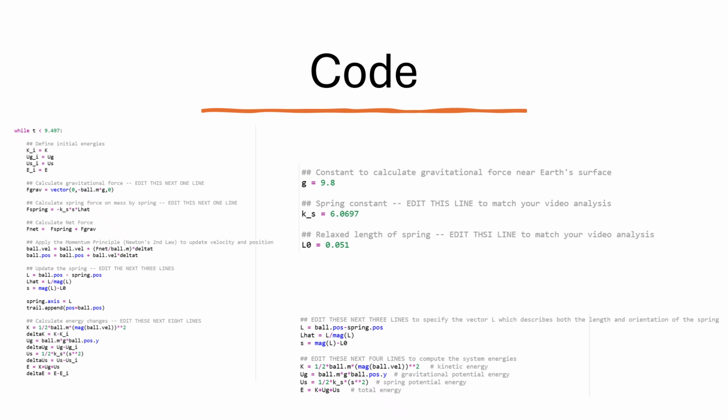Inside the main loop, I calculate the gravitational and spring forces and add them up to get the net force, and using Newton's second law to update the ball's velocity and position. After each step, I update the spring's geometry and recalculate the energies to check if total energy stays constant.